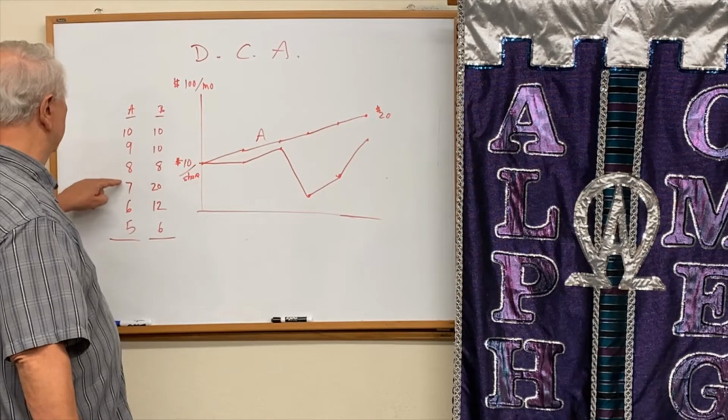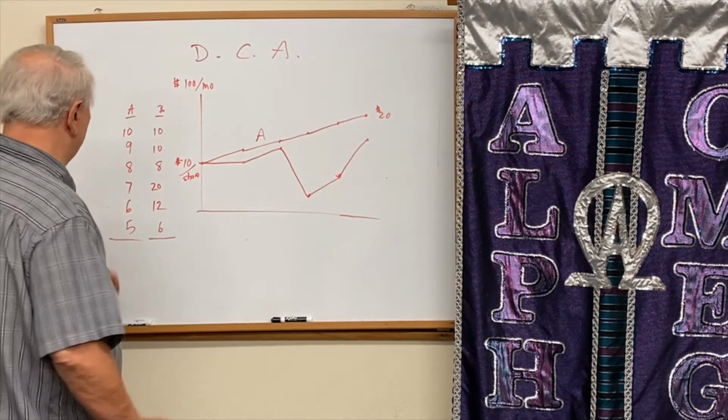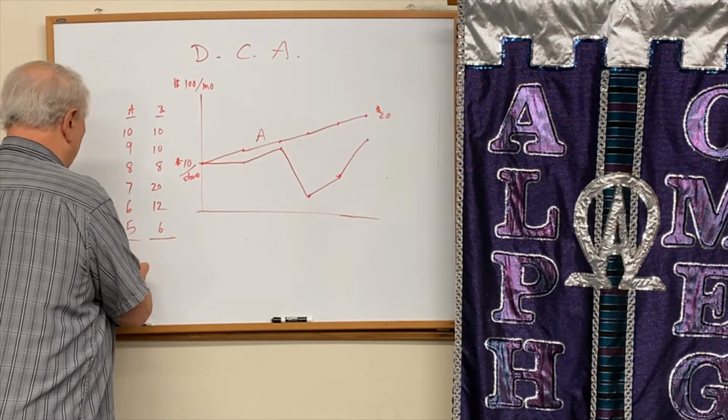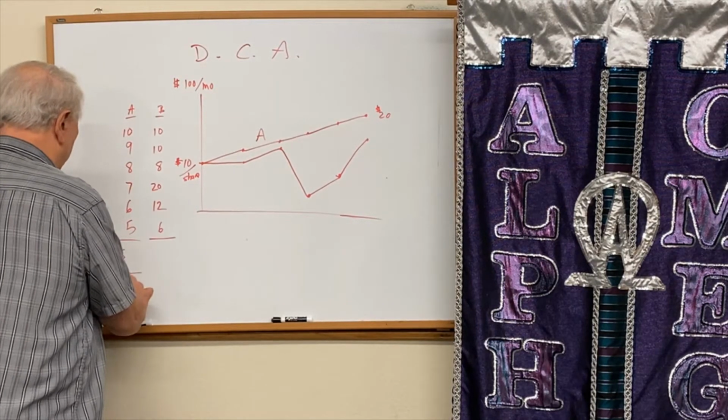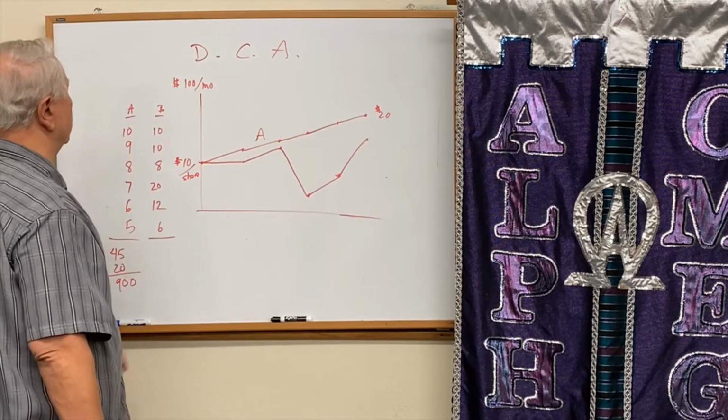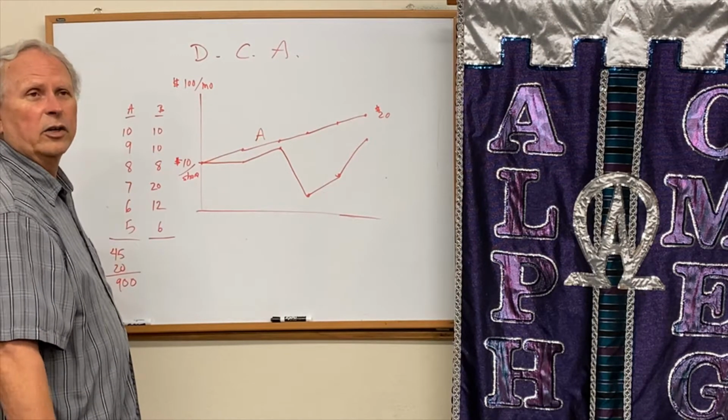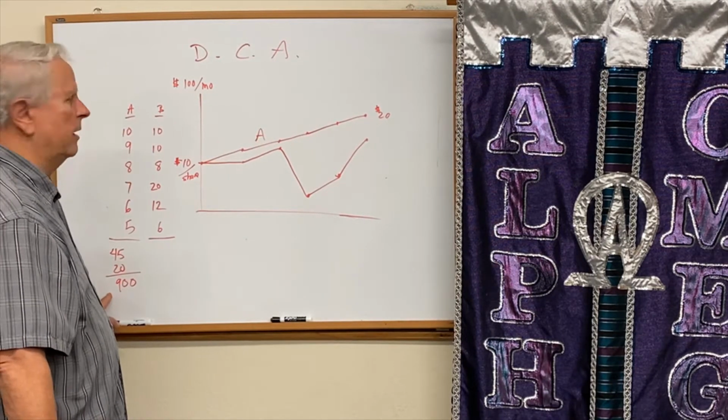10, 19, 27, 34, 40, 45. 45, and it's $20 a share. So this guy has done a good job. He took $600, turned it into $900. Everybody would love to be able to do that.